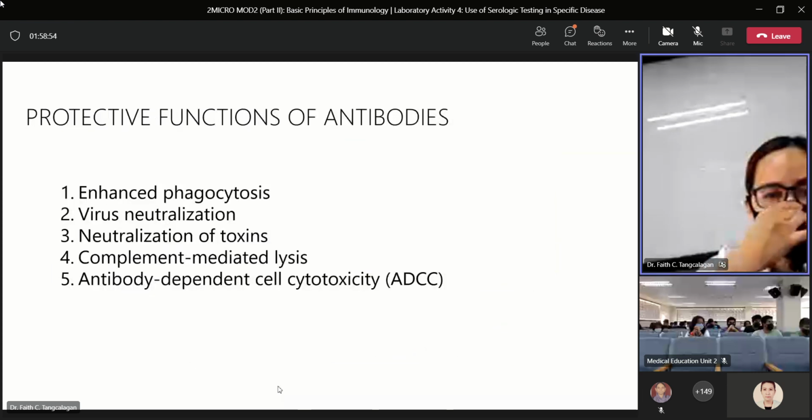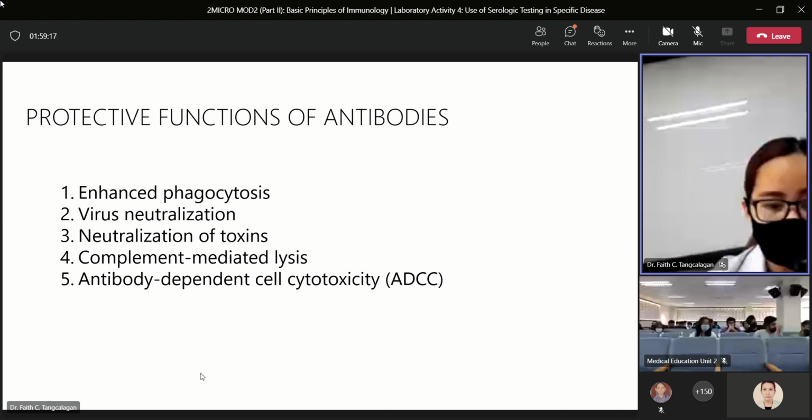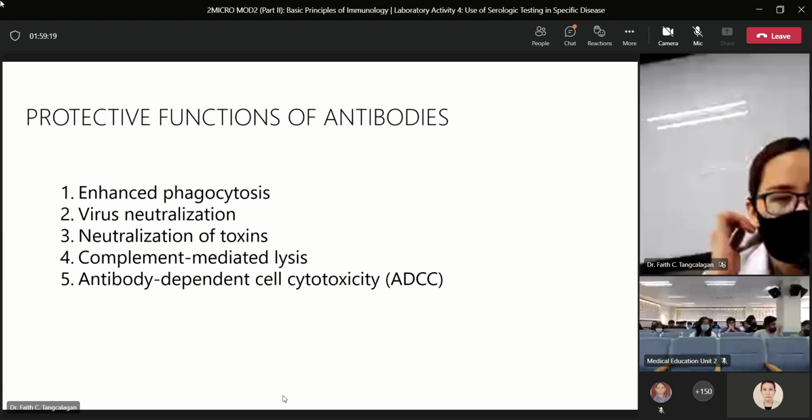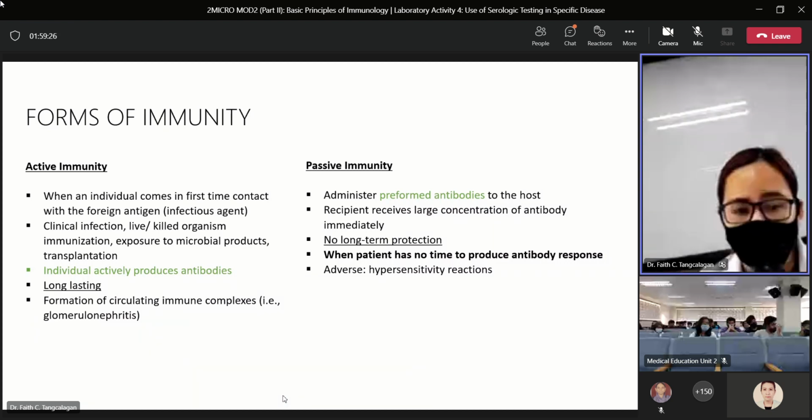So these are the protective functions of your antibodies. I think we all know this. It enhances phagocytosis, it neutralizes viruses and also the toxins of viruses or bacteria, there's complement-mediated lysis, and there's antibody-dependent cell cytotoxicity. So, forms of immunity. Let's differentiate between active and passive immunity.